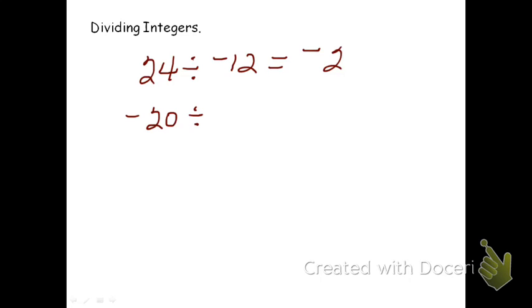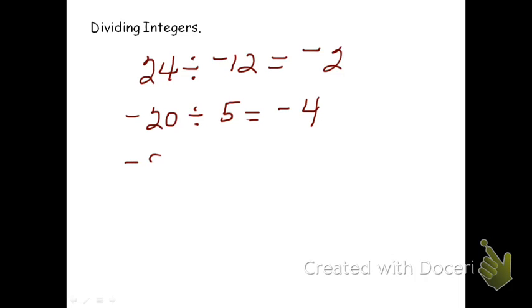Dividing, the same rule. If the signs are the same, you get a positive answer. If the signs are different, you get a negative answer. For example, if I had 24 divided by a negative 12, the signs are different, so I'm going to get a negative answer, and 12 goes into 24 2 times. Or if I have a negative 20 divided by 5, well, the signs are different, so I get a negative answer, which is negative 4.